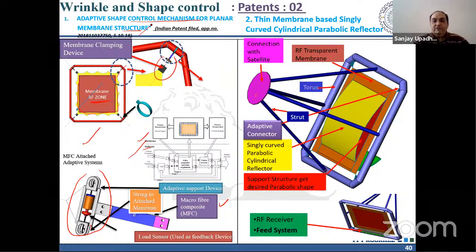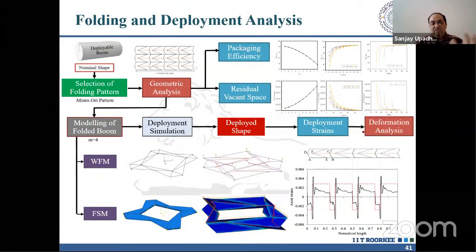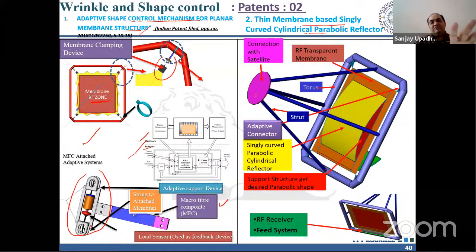Then the second patent we filed is on a thin membrane based singly curved cylindrical parabolic reflector. So this is the singly curved parabolic reflector. This is a part of our inflatable studies, which we have done presently. And one of our research scholars, as I told you, is now in MNIT Allahabad. He did lots of work, and based on this, he got an opportunity in Allahabad, at the centrally funded institute.